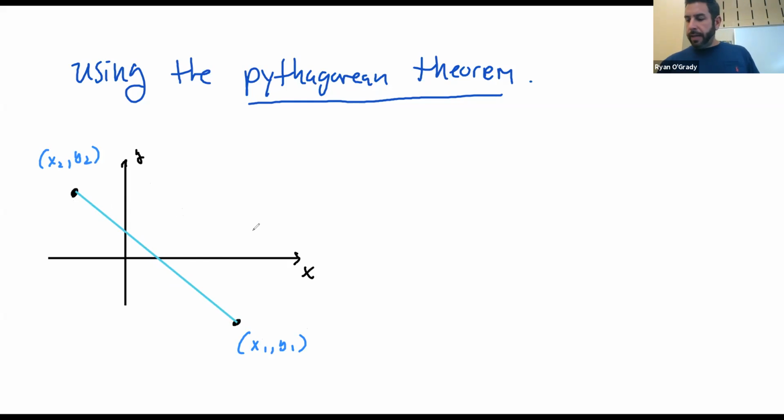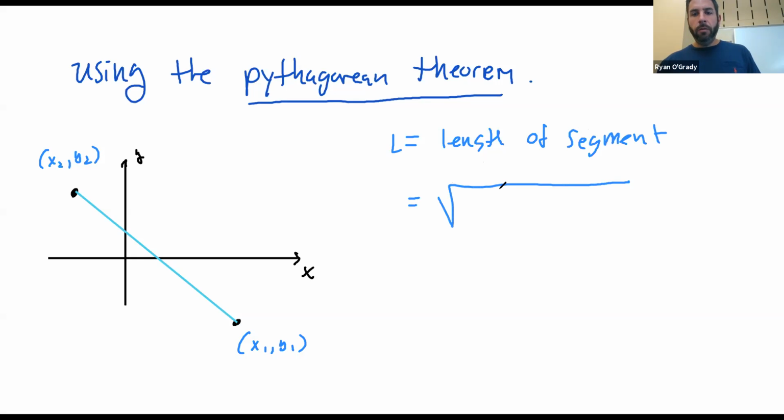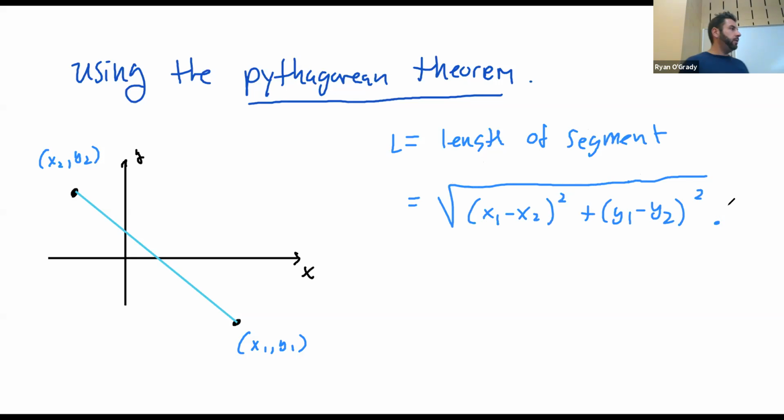And then the length of the segment is equal to the square root of x sub 1 minus x sub 2 quantity squared plus y sub 1 minus y sub 2 quantity squared. This was often in your algebra books, they would call this the distance formula. But where this formula comes from is you just take this segment and make a right triangle.